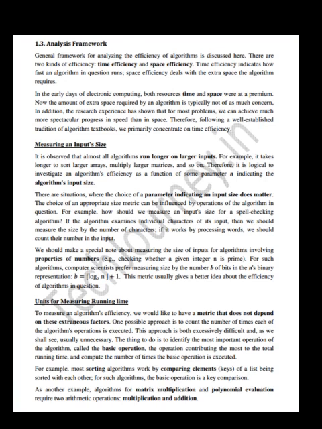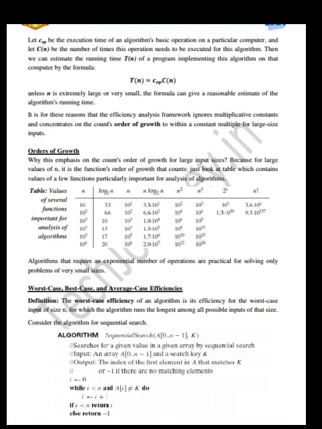For example, most sorting algorithms work by comparing elements, the keys of a list being sorted, with each other. For such algorithms, the basic operation is a key comparison. And another example, algorithms for matrix multiplication and polynomial evaluation require two arithmetic operations, multiplication and addition.